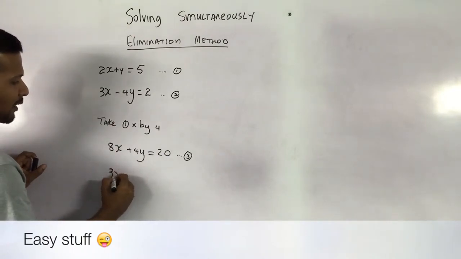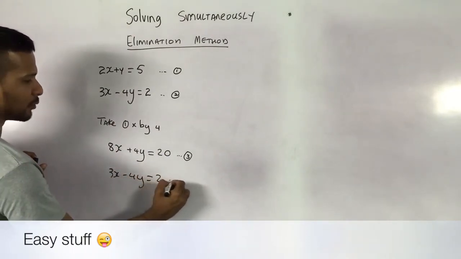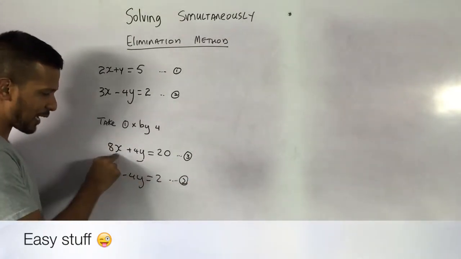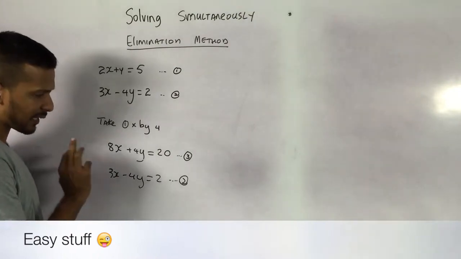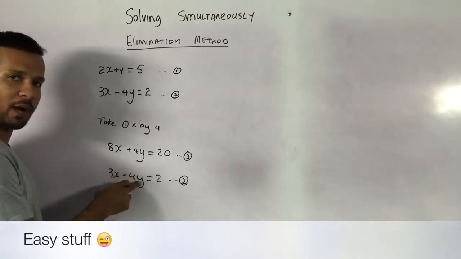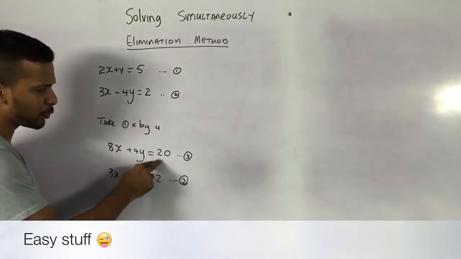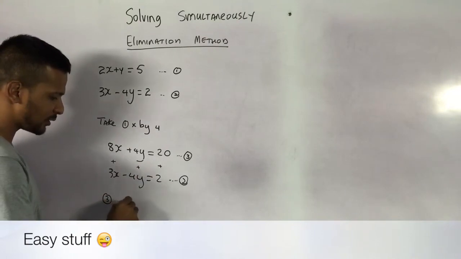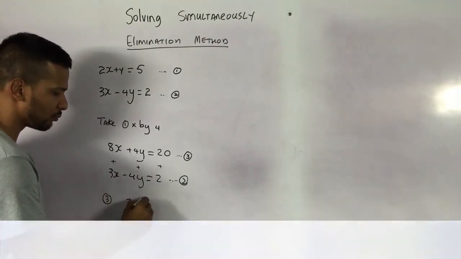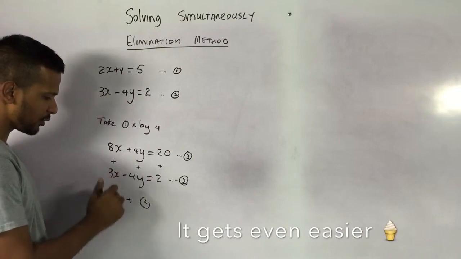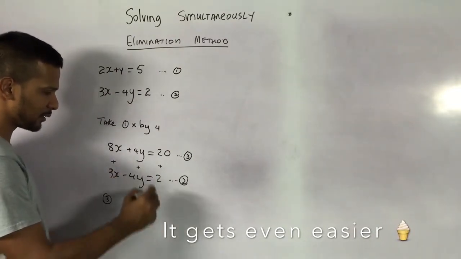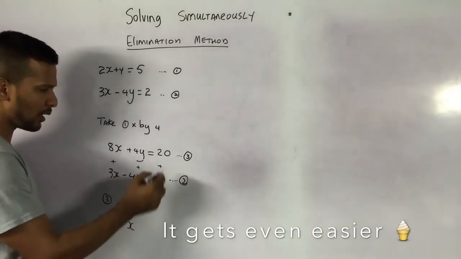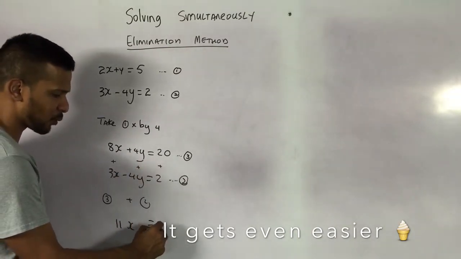So let's see. I have 3x minus 4y is 2. This is my equation 2. So my objective is to find a way to get rid of y, get rid of x. Here's what I have. I have plus 4y and minus 4y. If I were to add these two equations, what will happen? Let's say I were to add the new equation and equation 2. 8x plus 3x is 11x. 4y plus minus 4y is 0. And 20 plus 2 is 22.